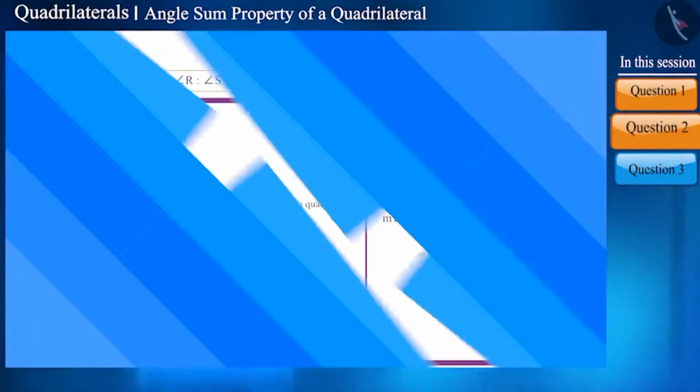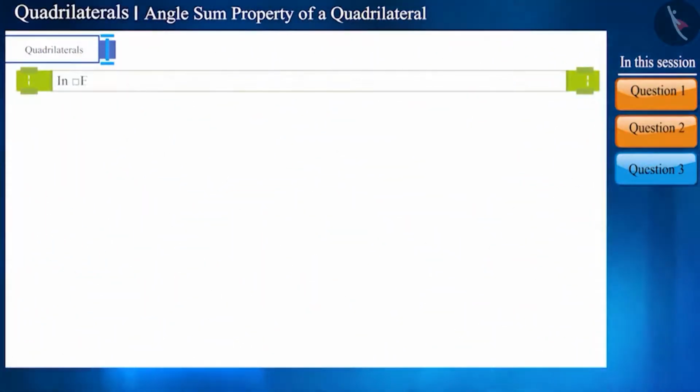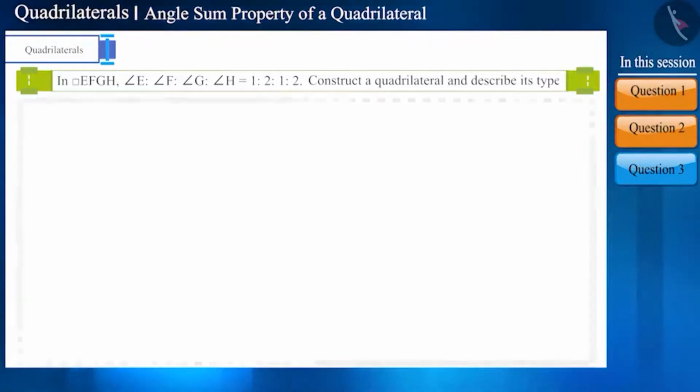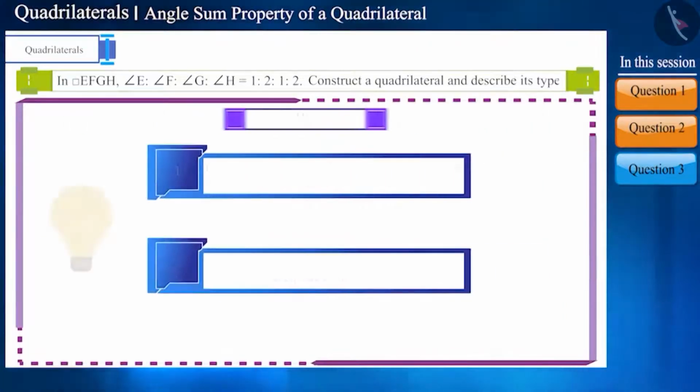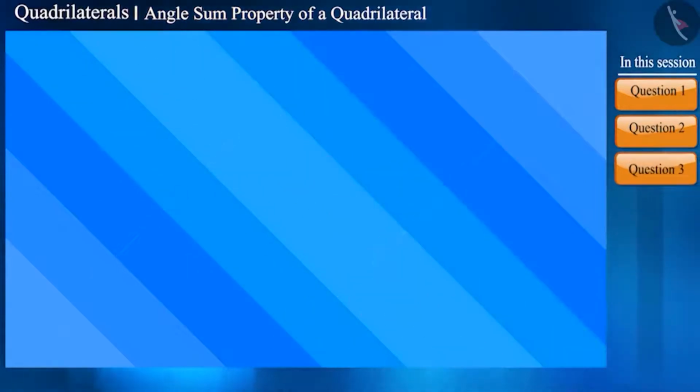Let us see another similar question. The ratio of the angles of the quadrilateral EFGH is given as follows. Construct a quadrilateral based on the given ratio and describe its type. Friends, using this hint, try to solve this question on your own. Let's move on to the next question.